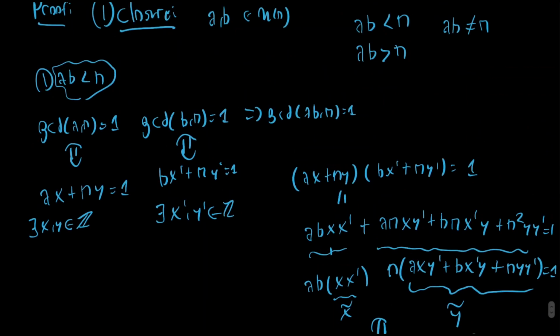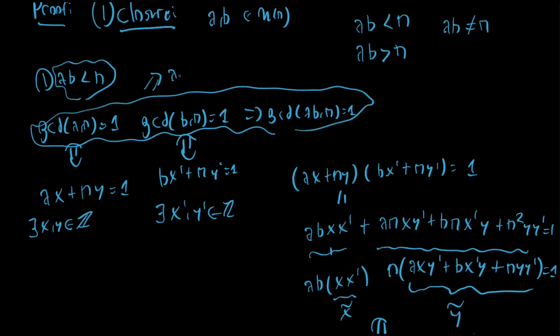So by this, we have that if ab is less than n, then by this consideration it is also relatively prime with respect to n. So we have that ab is in U of n. So nice.